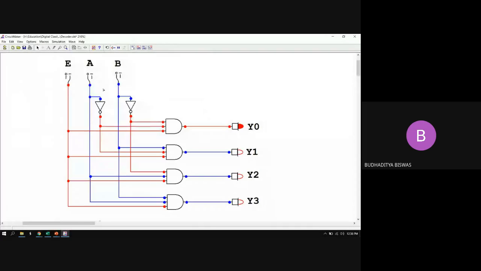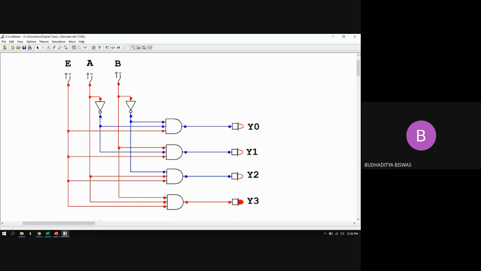If A and B are both 0, 0, then Y0 should be high. If A is 0 and B is 1, then Y1 should be high. If A is 1 and B is 0, then Y2 should be high, and if A and B are both 1, 1, then Y3 should be high. And in this whole process, the enable input should be connected to 1.